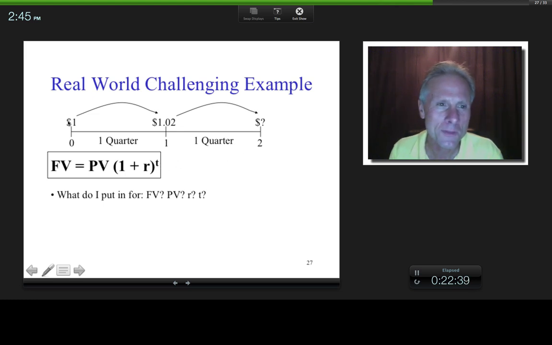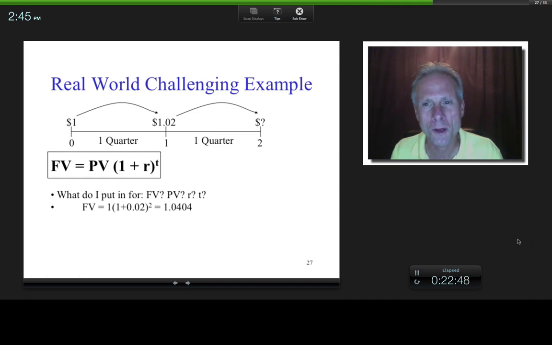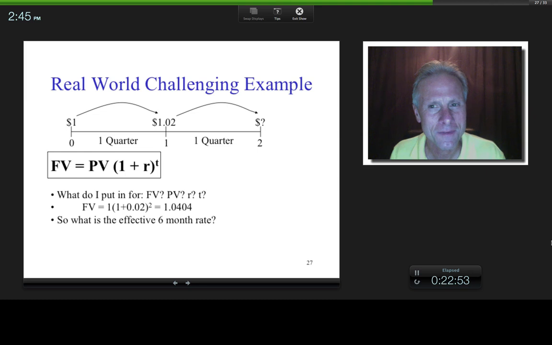2, right? Because I'm moving the dollar forward 2 quarterly periods. So if we put that together, then the dollar would grow into $1.0404. And so how much of that is interest? Well, 0.0404, right? So therefore, what is the effective 6-month rate, i.e., the amount of interest after 6 months? Well, subtract the original dollar. So 0.0404 is my effective 6-month rate.